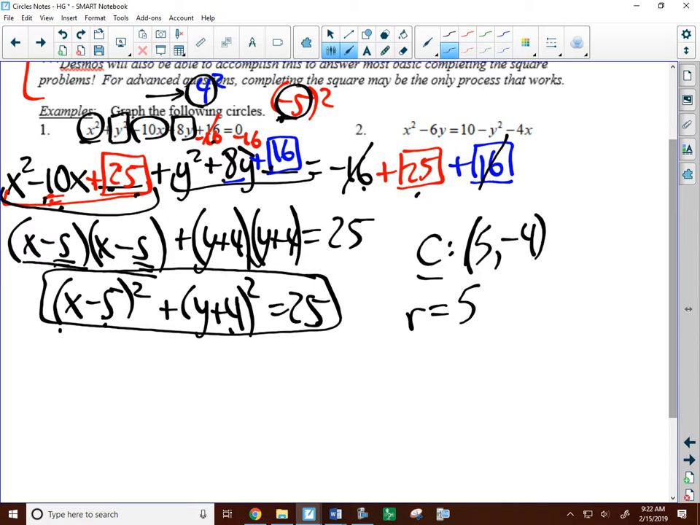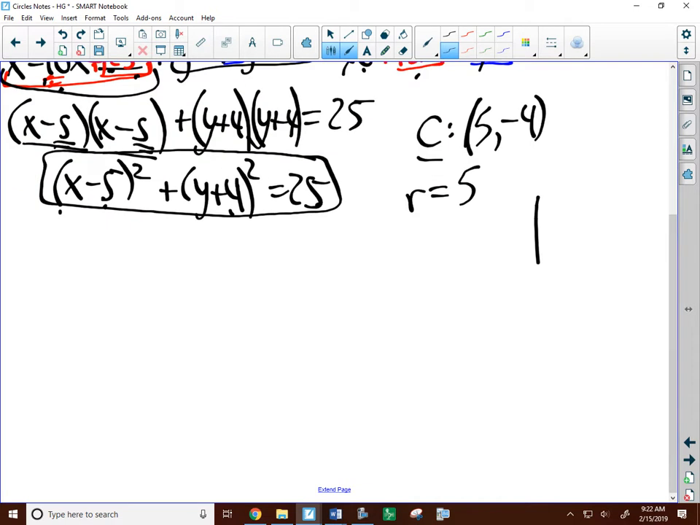Okay, and you can go ahead and graph it. I actually don't have a grid up here, so I'll make a little one here. I know that r is 5, so you go to 5, negative 4, and then you do a radius of 5. That's in the formula, that's the r squared value. So the radius is 5.